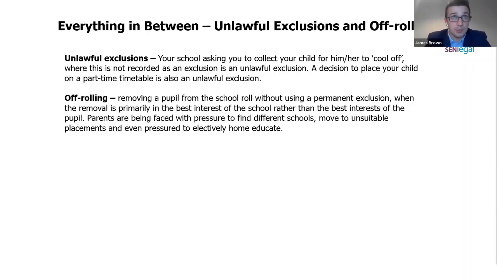Off-rolling, for example, is removing a pupil from the school roll without using permanent exclusion, when the removal is primarily in the best interest of the school rather than the best interest of the pupil. So parents are being faced with incredible pressure to find different schools, move to unsuitable placements, and even pressure to electively home educate by their school. If not, the school will permanently exclude the child. Now, that is a situation which should be avoided, and it is not necessary.